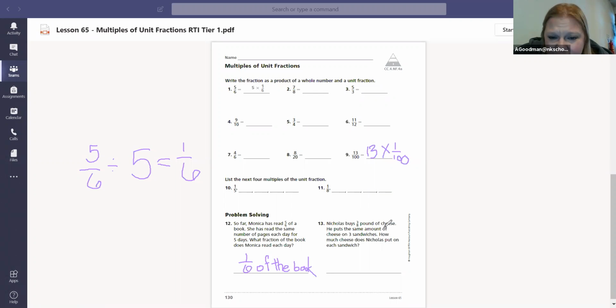And my guess is that you will be able to figure this one. How much cheese? 3/8 of a pound of cheese. He puts the same amount of cheese on 3 sandwiches. How much cheese does Nicholas put on each sandwich? You can figure that one out. So I'm going to be looking for these ones that I didn't do with you when you turn in your work. All right. That one I think you guys can get.